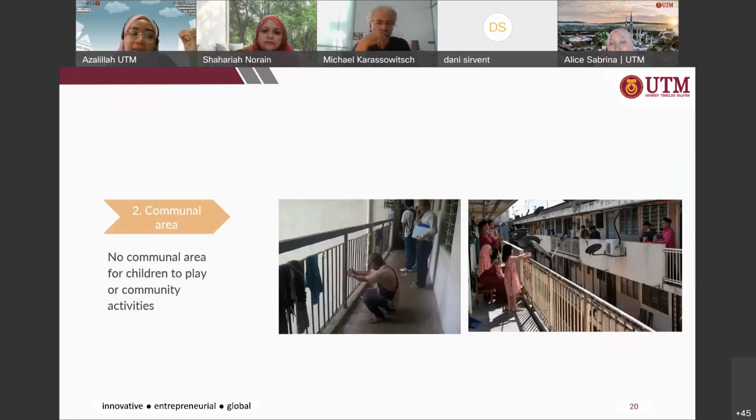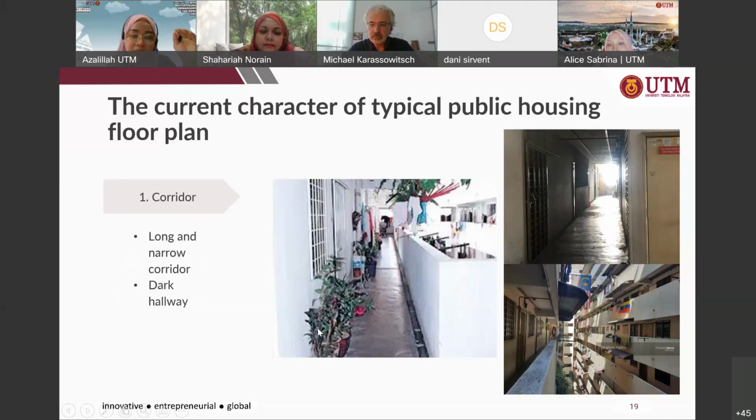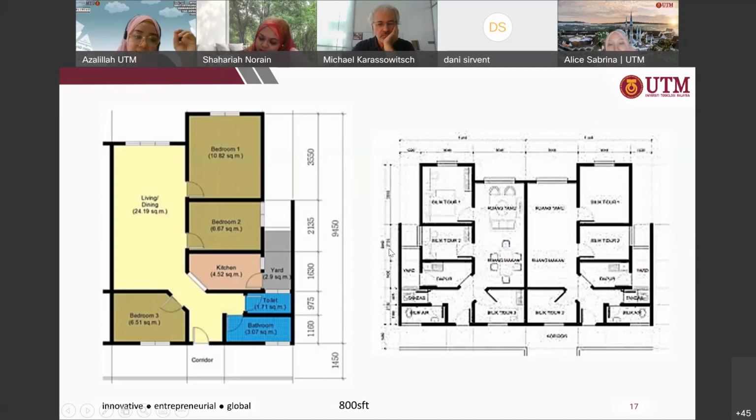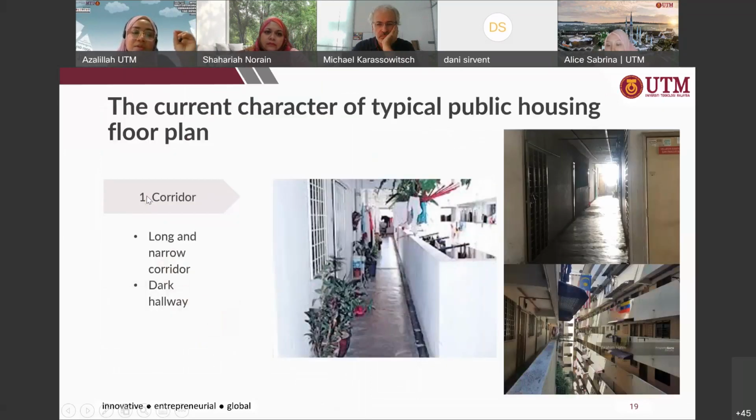And then there is a lack of communal area, so no communal area for children to play and for the community to have a meeting or so on. What you can see here is the scenario that happens in Malaysia. They just sit here to chit chat with their neighbors. Because we use the corridor to do everything: you garden in the corridor, you put your clothes in the corridor. Some corridors become storage because the very minimum layout only has this type of space, so no storage and so on. Everything happens in a very tiny corridor.